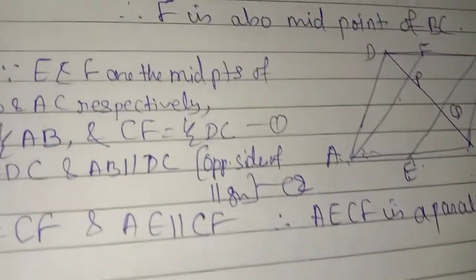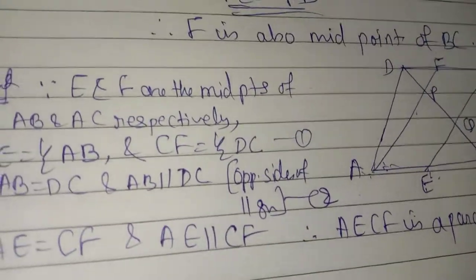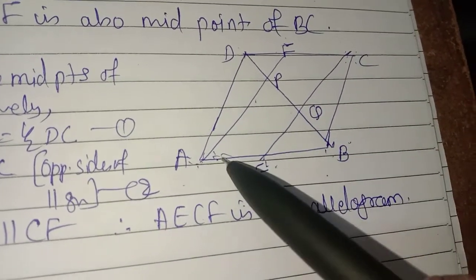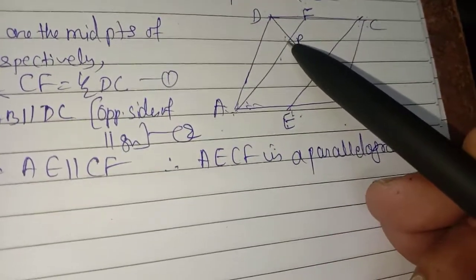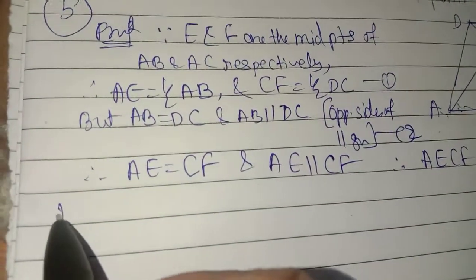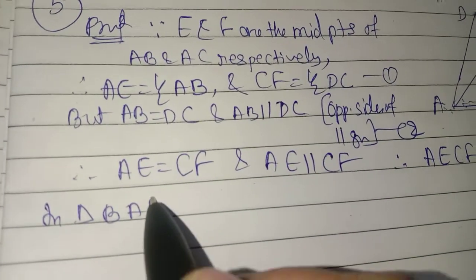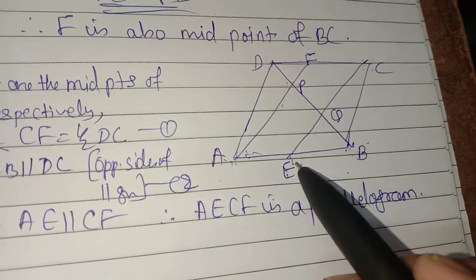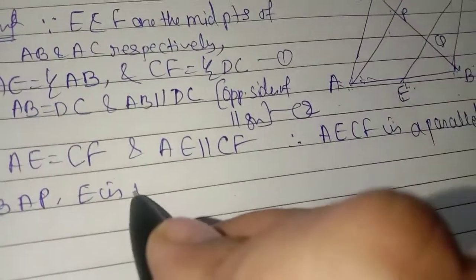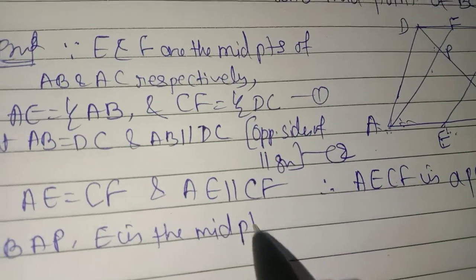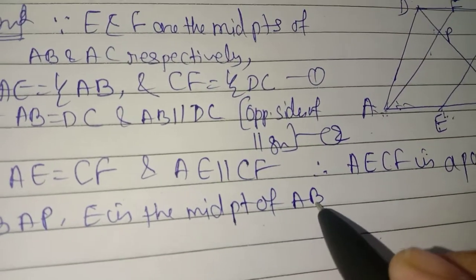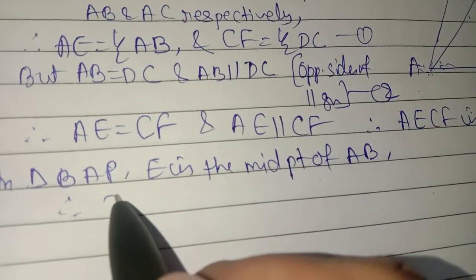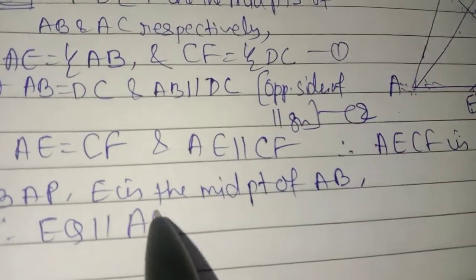Clear? Now for the bisector, what we'll write here, in triangle BAP. Can you see BAP? Okay, let's consider triangle BAP. So we'll write, in triangle BAP, E is the midpoint of AB. So we can write here EQ parallel to AP. Therefore EQ parallel to AP.